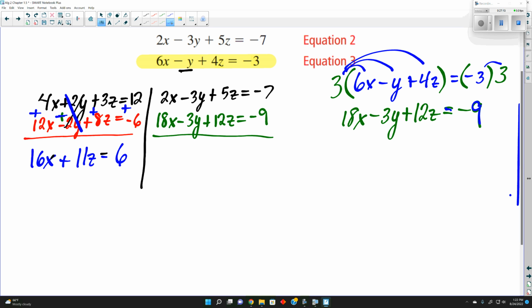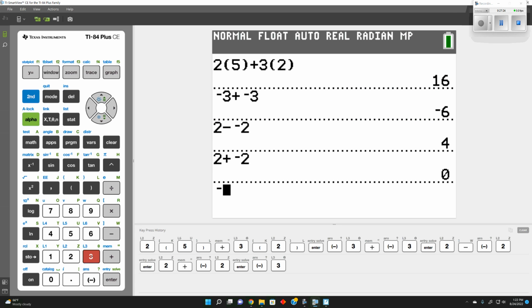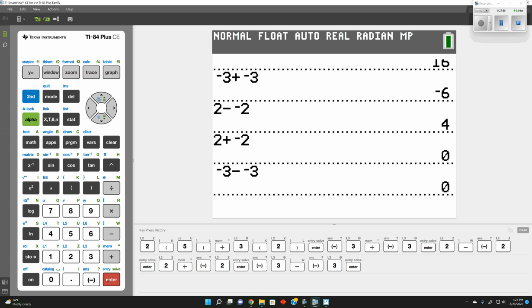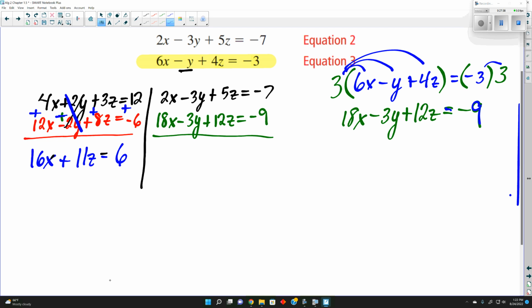Would we need to subtract or add? Because we have negative 3 and negative 3 for the y's, yes? So negative 3 minus negative 3 does give us 0. Negative 3 plus negative 3 gives us negative 6. So here we would subtract. The way I remember it, if the signs are the same, we subtract. If the signs are opposite, we add. That's how I remember it.